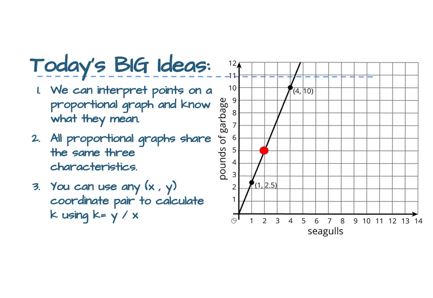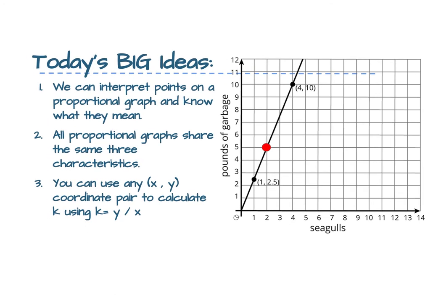So the 3 big takeaways from today. 1, we can interpret points on a proportional graph and know what they mean. We know that this point right here means that 4 seagulls can eat 10 pounds of trash. 2, we know that all proportional graphs share the same 3 characteristics. They go through the origin, they are linear, and that point (1, y) is where you can find your k. Which brings us to that third, is that we can use any x-y coordinate pair to calculate k using the k equals y divided by x formula.